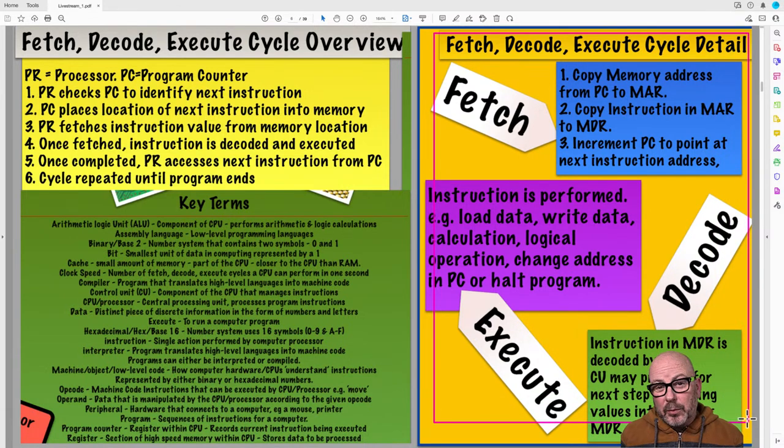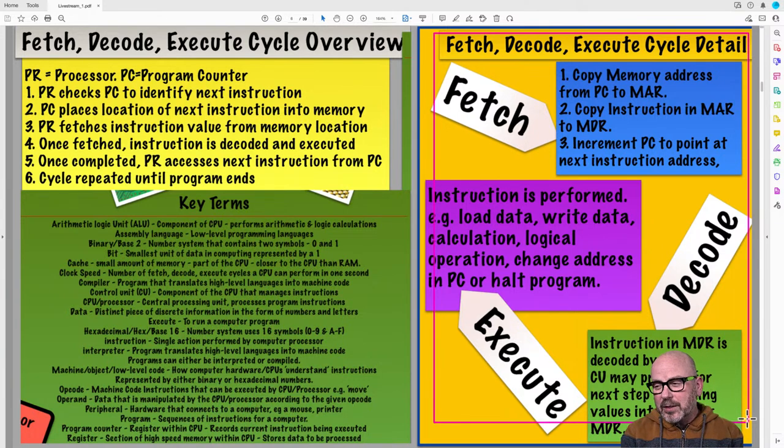If you're able to memorize most of this, there's a really good chance that you will gain some marks in the exam for it. So we'll start over here and talk about the three parts of the cycle, where the CPU fetches something, it then decodes it to work out what it is, and then it executes it. It does whatever the instruction is.